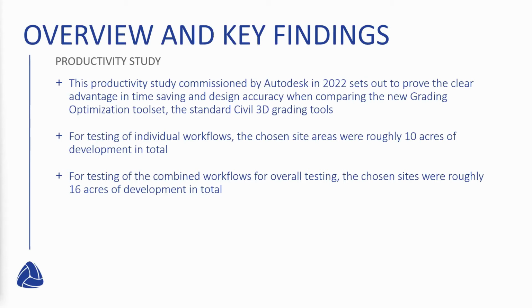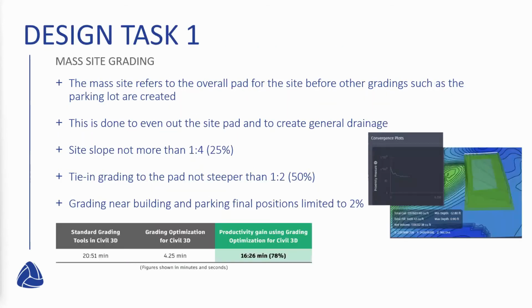Your building pads are based on your overall site grading, your parking areas are based on the overall site grading, and also your attenuation point. So all of these fitting in together will be a total of 16 acres, just to give you a rough idea of the size of development that we're actually working with. Okay, so let's have a look at design task 1.